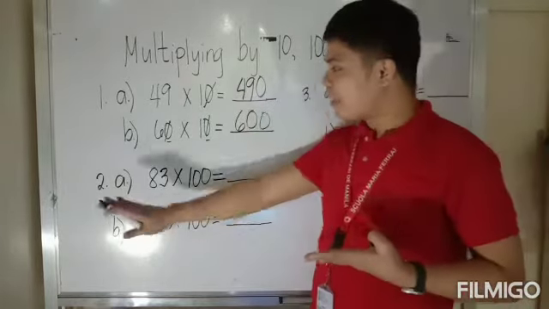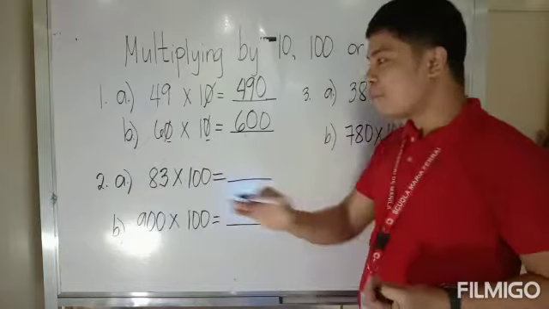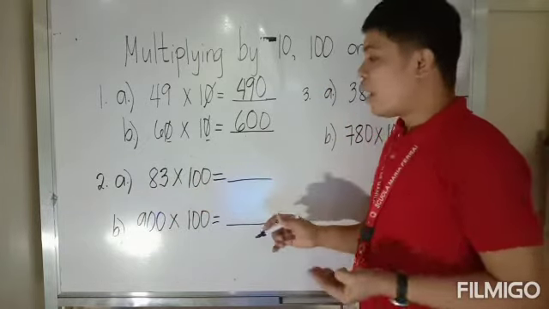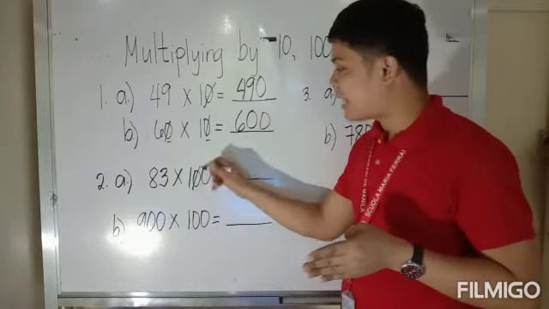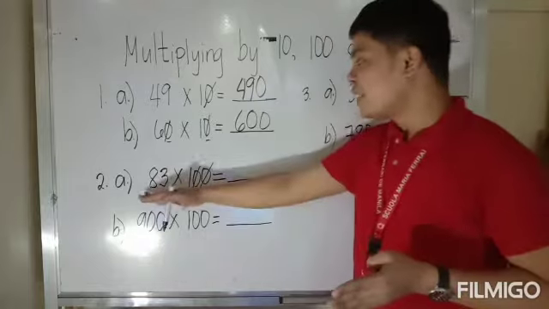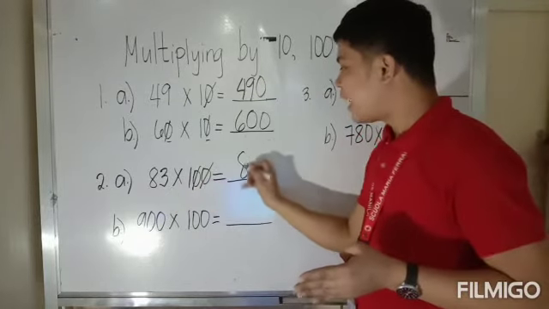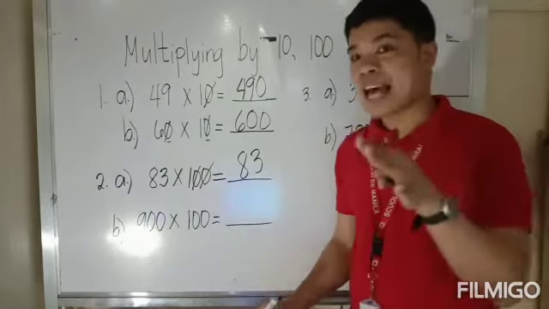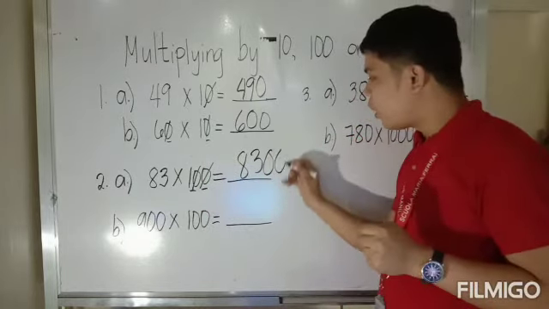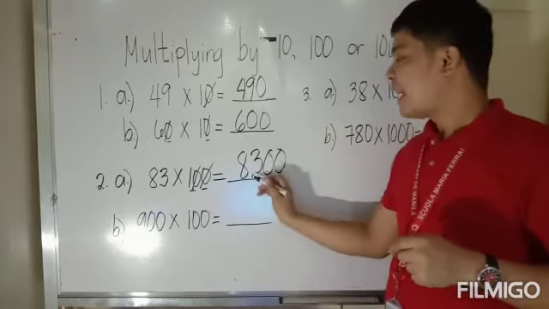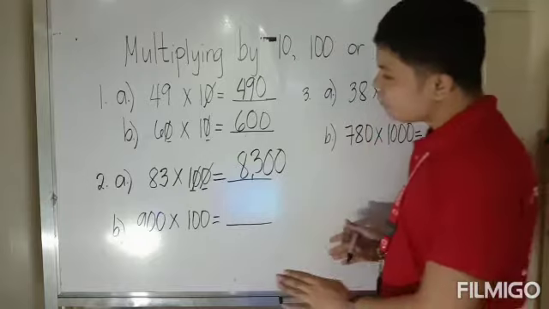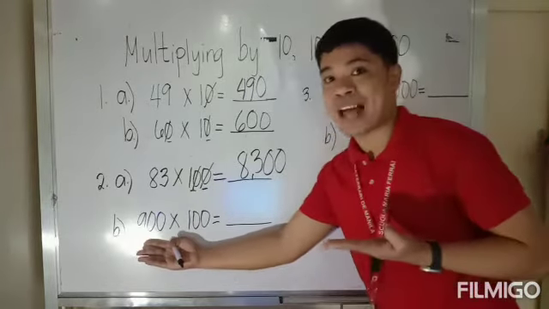So now let's proceed to number 2. Let's multiply these numbers, 83 times 100. The same thing we'll do: you cancel the zeros and multiply the non-zero digits. So 83 times 1 equals 83. After that, you copy the zeros that you canceled. Copy here. So the final answer is 8,300.